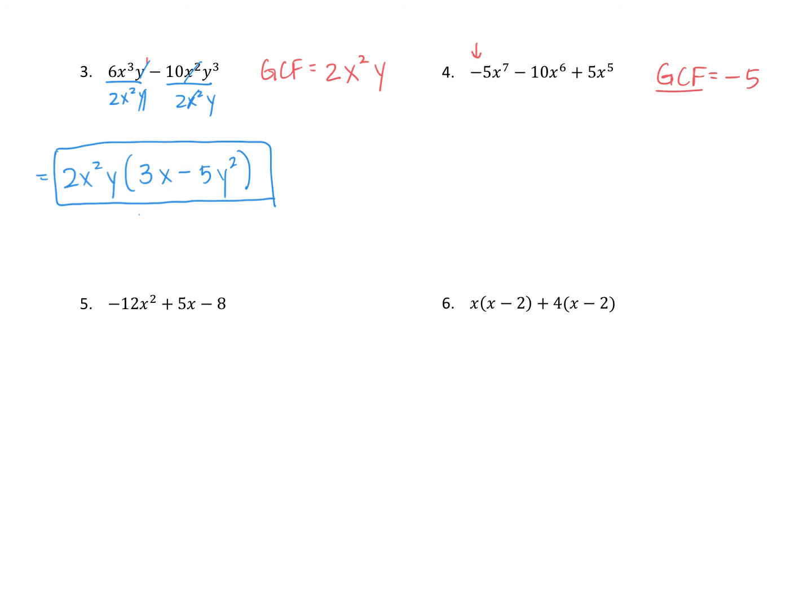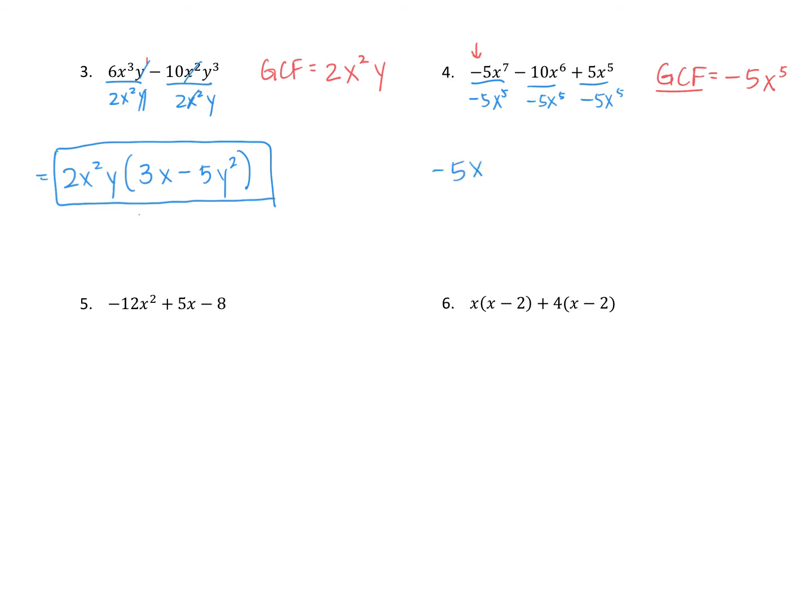And then how many x's do they have in common? So we have a 7, a 6, and a 5 as exponents. Always take out the smallest exponent. So they all have at least 5 x's. So we're going to say x to the 5th. So I'm going to divide by negative 5x to the 5th. I'm dividing that out of every term.